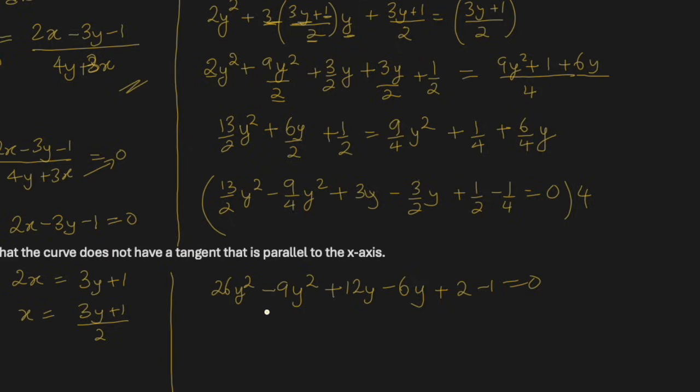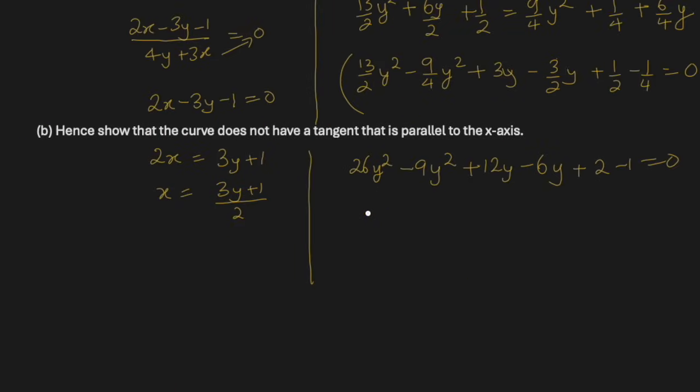So it gives us a quadratic equation now. So 26 minus 9 is 17y square, plus 12 minus 6 is 6y, plus 1 equal to 0. Now they want no solution here. Yeah, they don't want any answer of this one because they don't want any tangent that is parallel to the x-axis. That means this should have no solution.